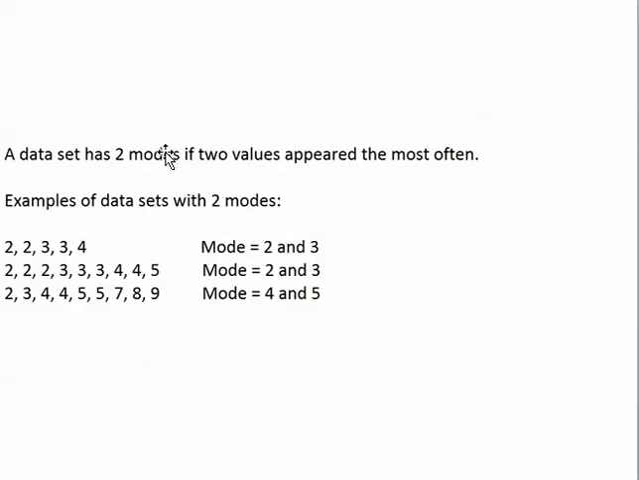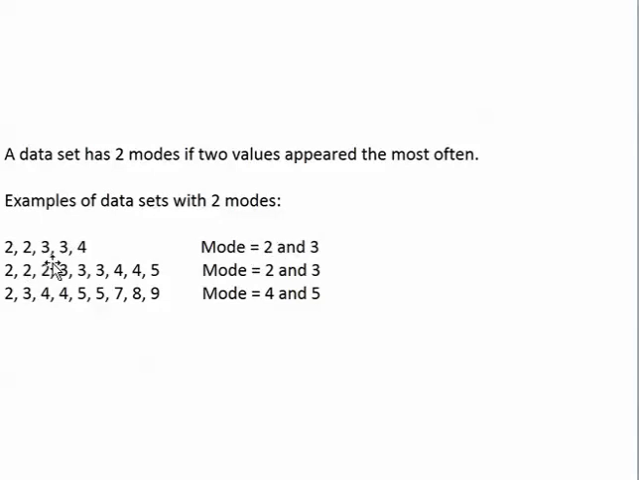If 2 values appear equally often, and those 2 values also appear more often than each of the other values in the data, then the data has 2 modes. These are all examples of data sets with 2 modes. In this first data set, 2 and 3 appear the same number of times, and they both appear more often than 4, so the modes are 2 and 3.